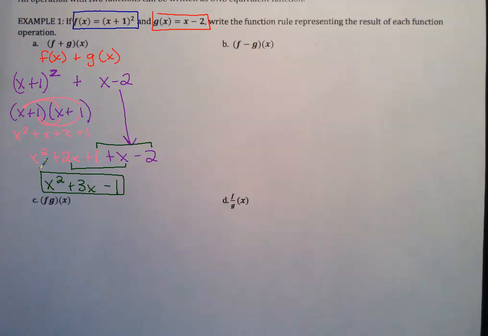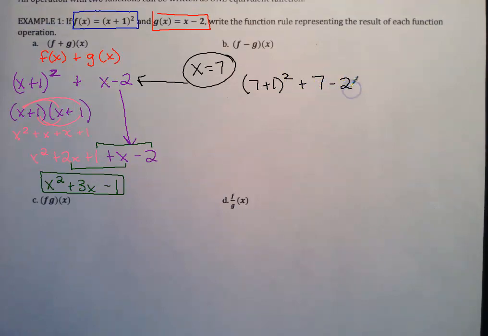Okay, now going back to what Brandon said, we wouldn't get the same thing. Let's say x equals 7. All right, so I'm going to pick it up from right here. So if we have 7 plus 1 squared plus 7, because I'm putting it in for my x, minus 2. And I'm going to put 7 in down here. So I'm going to have 7 squared plus 3 times 7 minus 1.